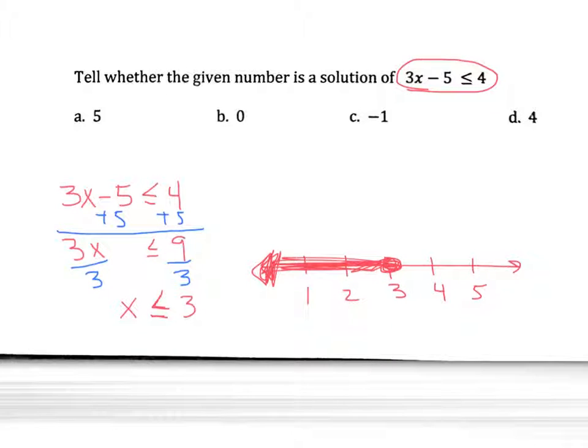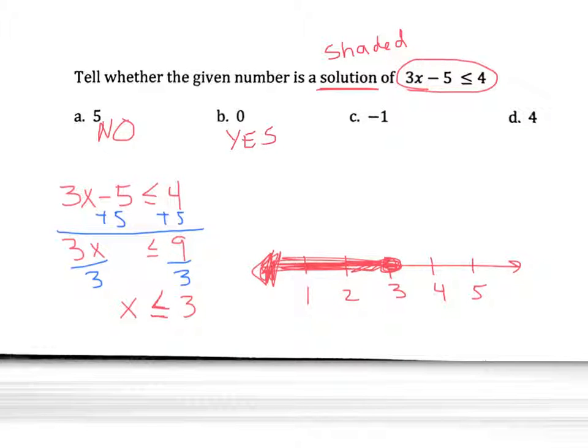So back to the question. Tell whether the given number is a solution. We're looking for solutions. Solutions are shaded. So first one, 5. Is 5 shaded? Nope. Therefore, it's not a solution. So no, it's not. Second one, 0. Where would 0 be? 0 would be down here somewhere, right about here. Would that be colored? Yep. So that is a solution.